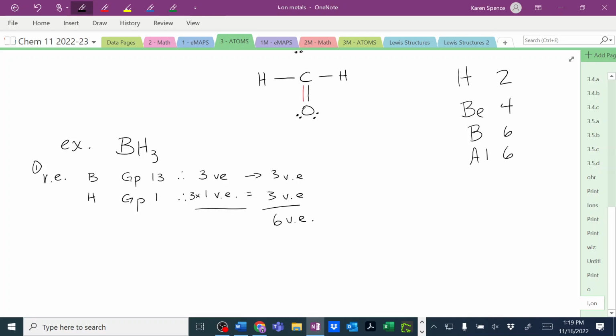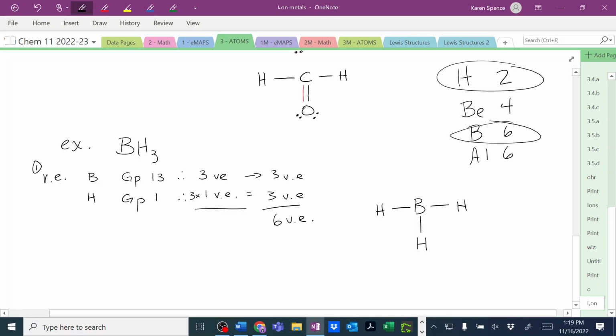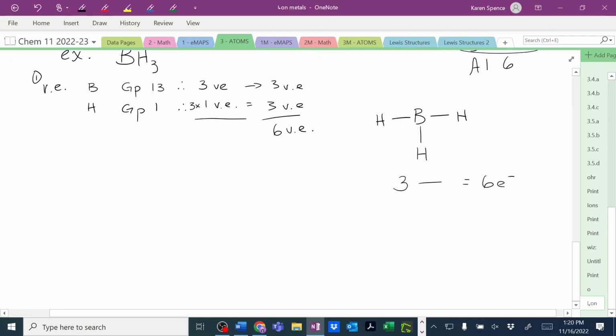Anyway, so we now have, we're going to draw our skeleton structure B, H, H, H. And now we say to ourselves, add our lone pairs. Does anybody need lone pairs? No, because hydrogen already has 2 and boron already has 6. It is an exception to the rule, so it doesn't need a lone pair. And now we're going to count and check. I have 3 lines, so that's 6 electrons. Oh my gosh, how hard was that one? I know, right? So hard.